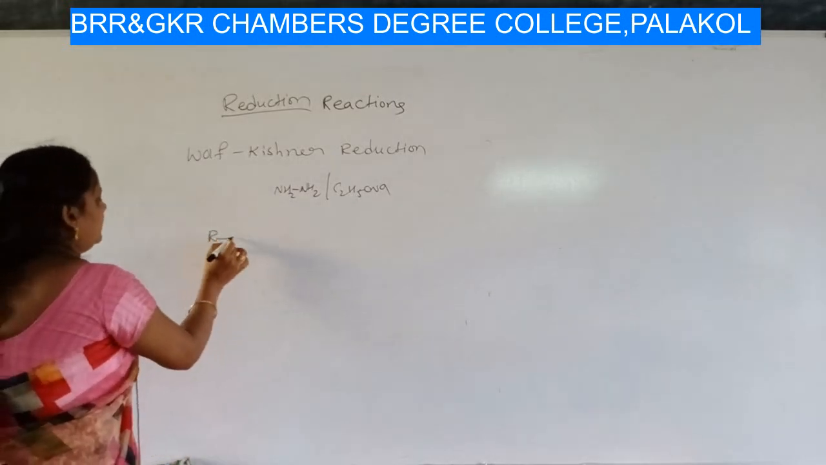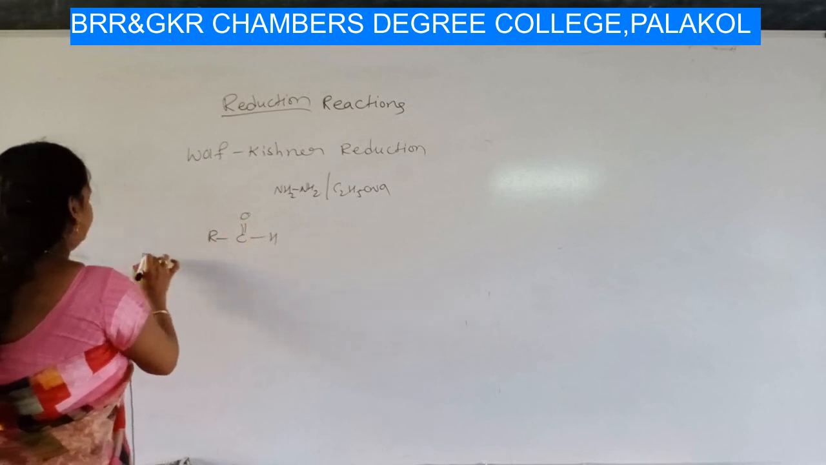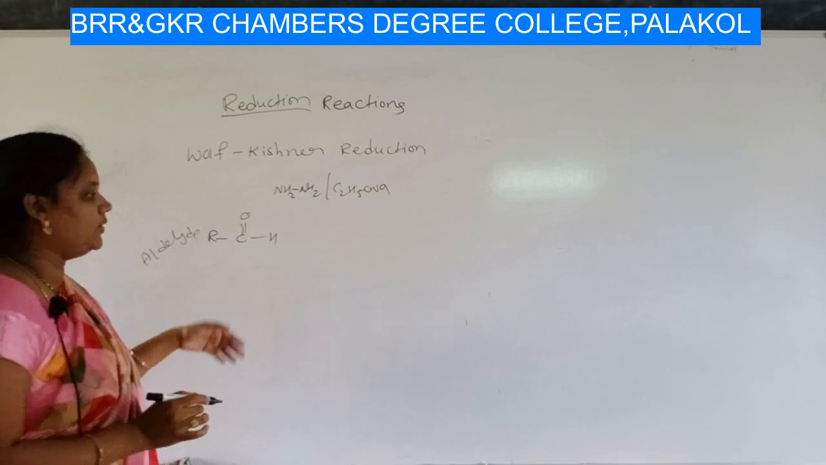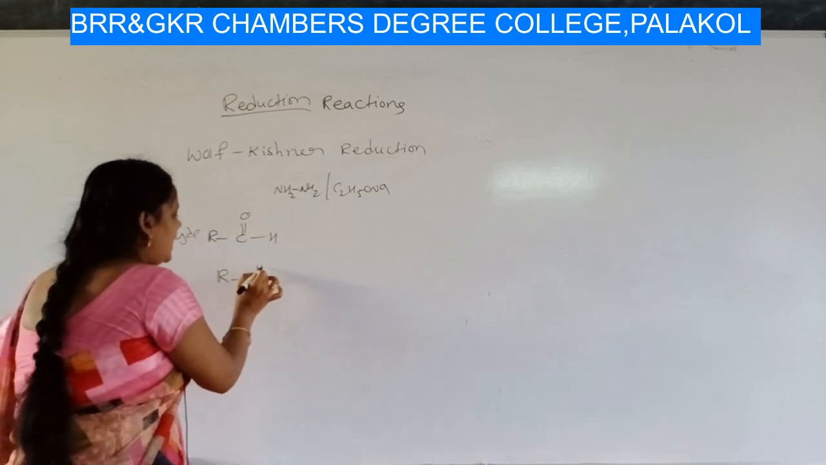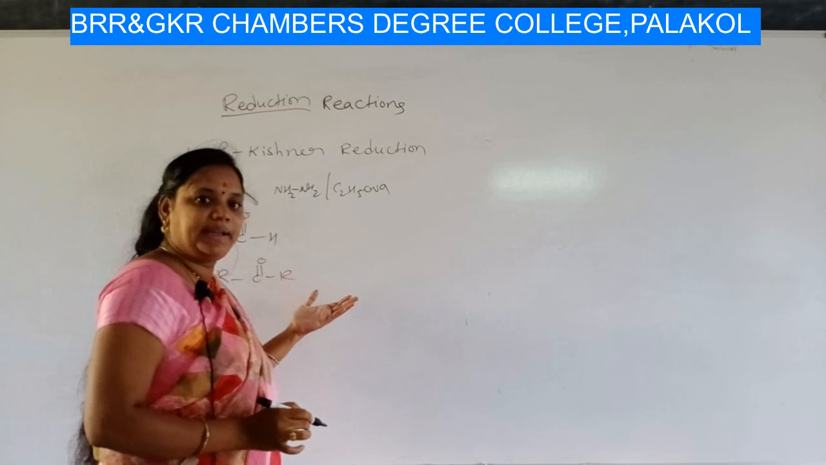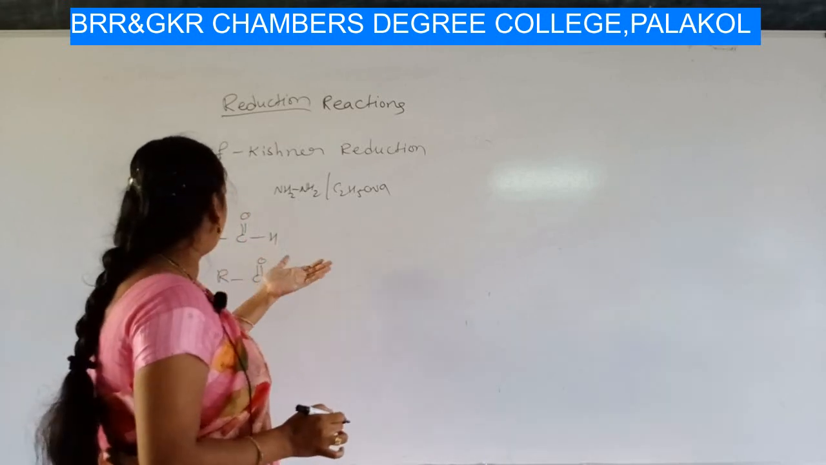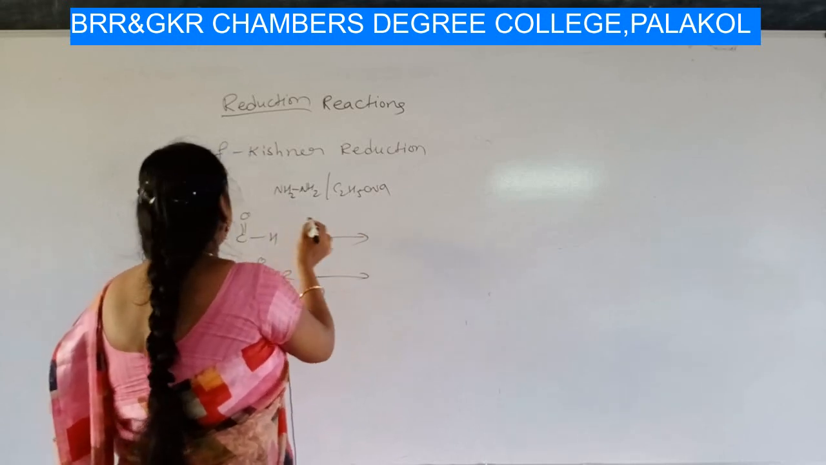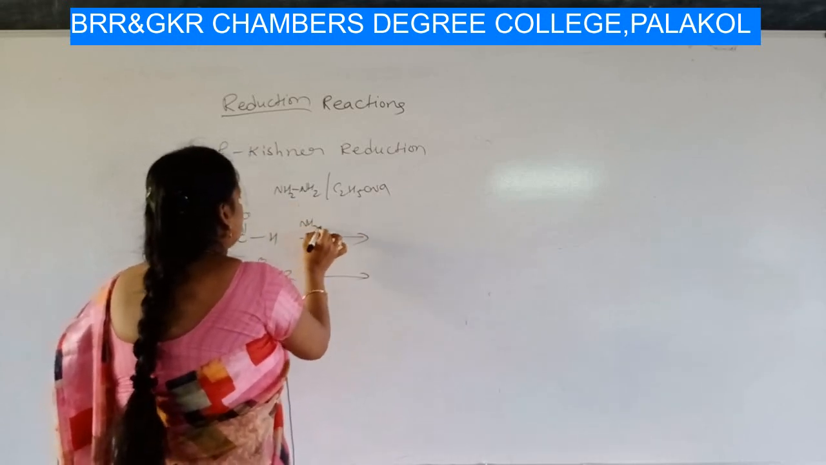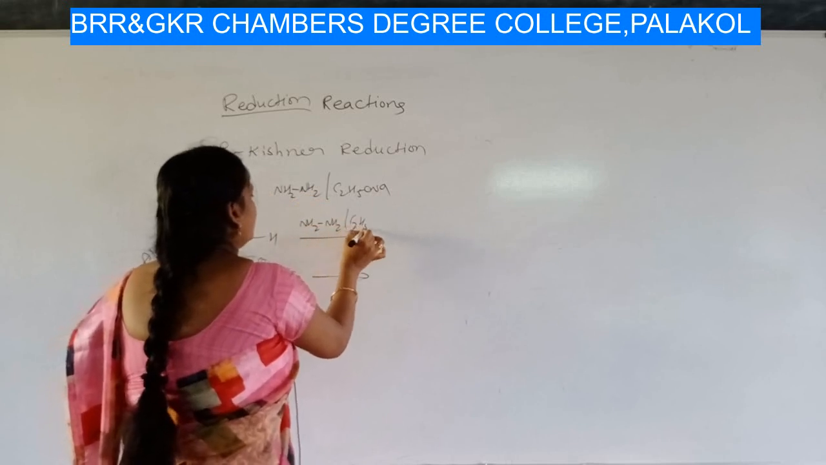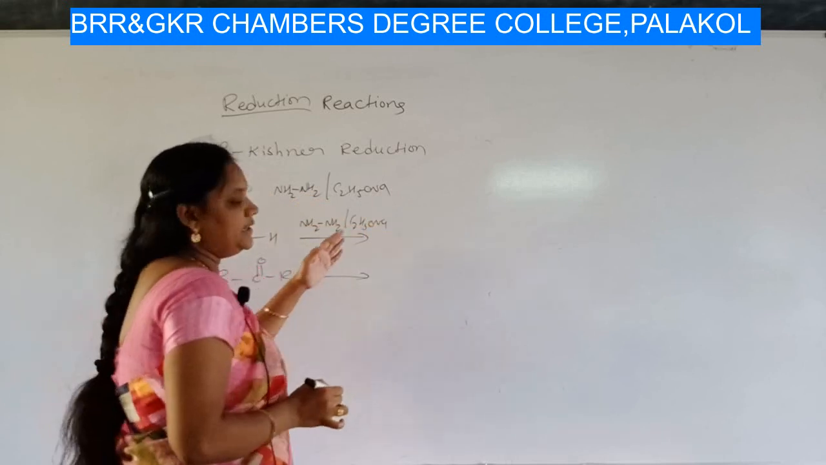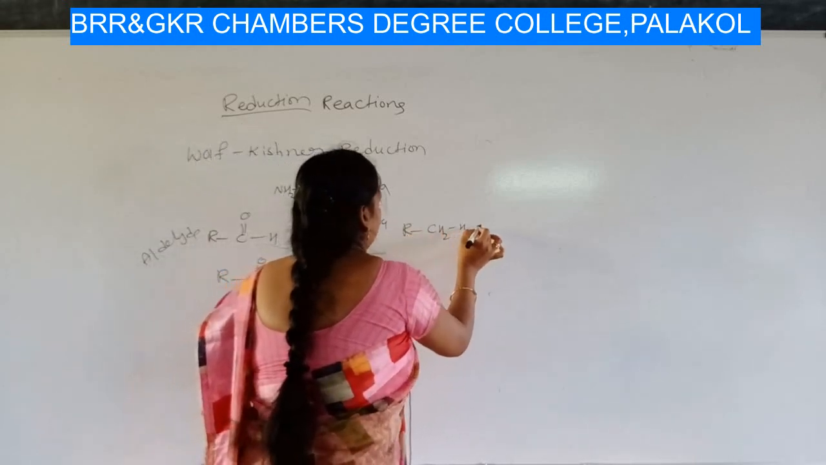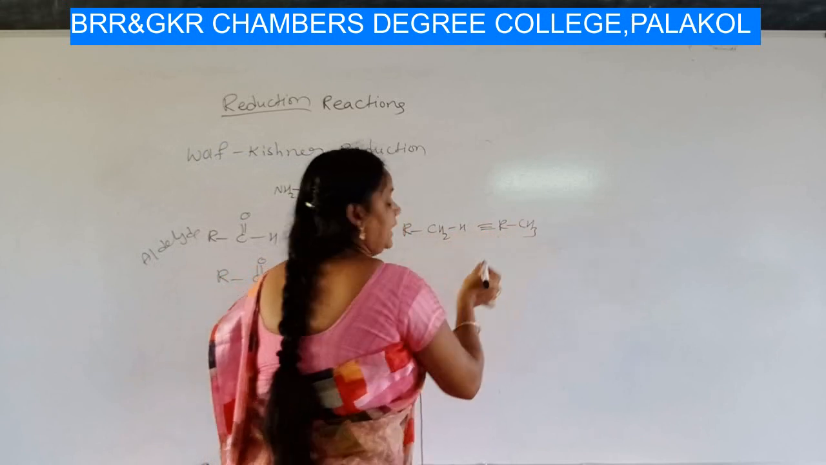Okay, let us solve. For example, if you take an aldehyde, what is the general formula of an aldehyde, students? RC double bond OH, and a ketone, RC double bond OR. Aldehyde and ketone, RC double bond OH and RC double bond OR. What will you get with the reagent NH2NH2, C2H5ONa? Hydrazine in the presence of sodium ethoxide, you will get RCH2H, which is nothing but RCH3, an alkane.